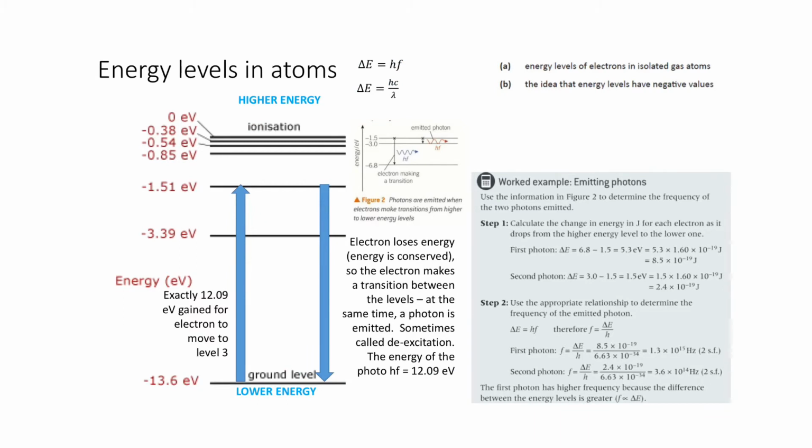So there's quite a lot of information on this page, but to start, let's look at this area just here. It's the same diagram as the one before, apart from we've got an arrow going up and an arrow going down. So let's focus on the arrow going up first. This electron has been given exactly 12.09 electron volts. And if you add that to minus 13.6, that takes you to minus 1.51. So the electron would be sat here.